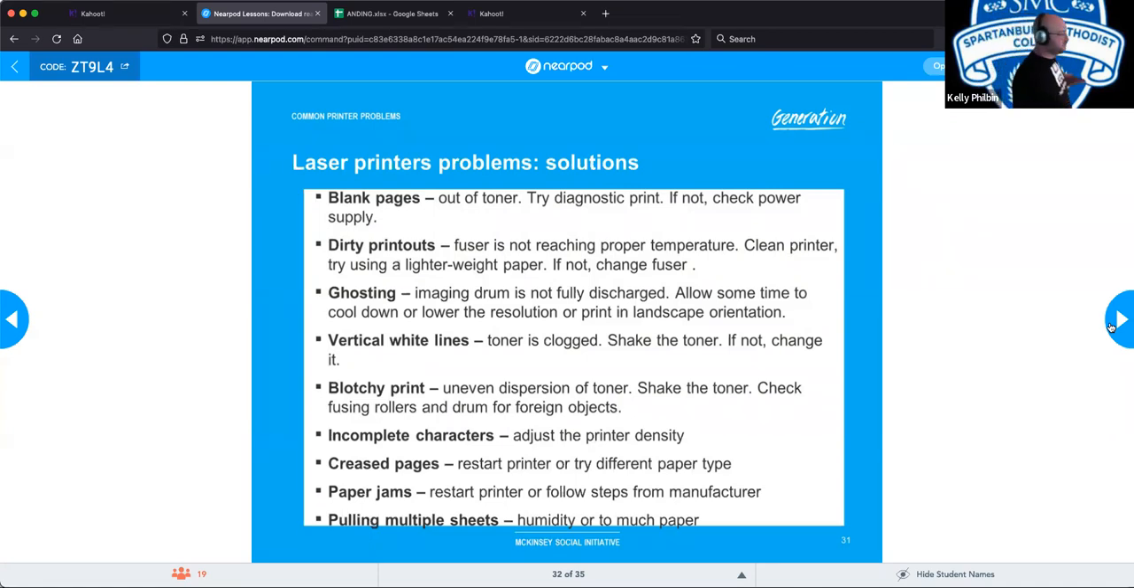All right, ghosting images. The image on the drum isn't fully discharged, so it's either in the lamp or the drum. More often it's the drum. It's not fully discharged, so it's holding on to that image of the previous document and recycling it back out through the printer. So turn it off, allow some time to cool it down, or lower the resolution or print in landscape orientation and see if that cleans things up.